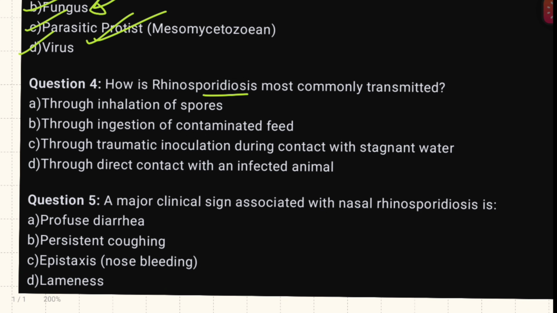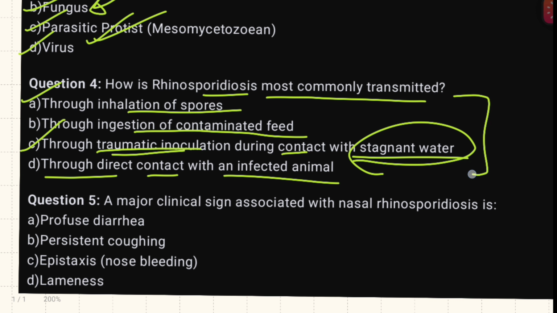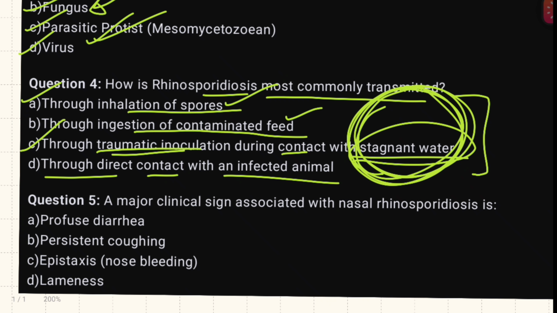How is rhinosporidiosis most commonly transmitted? Through inhalation of spores, through ingestion of contaminated feed, through traumatic inoculation during contact with stagnant water, or through direct contact with an infected animal. The most appropriate answer is C, traumatic inoculation during contact with stagnant water. Here one can get confused with inhalation of spores and ingestion of contaminated feed. But when it comes to the most appropriate, we had already discussed that stagnant water acts as a medium for the transmission of the causative agent. Therefore, traumatic inoculation during contact with stagnant water is the most appropriate answer.